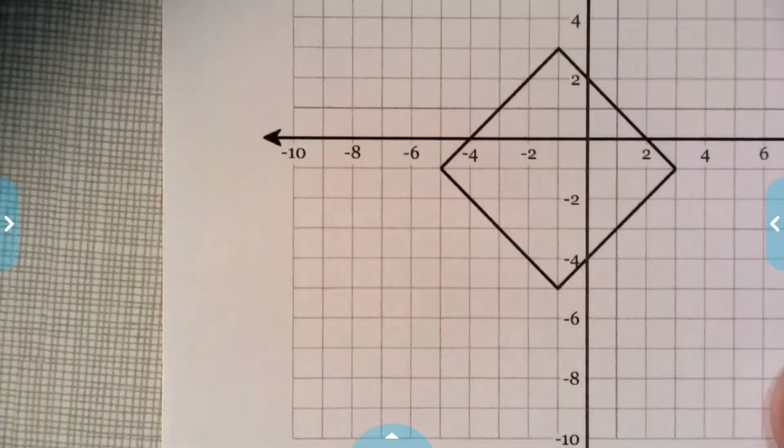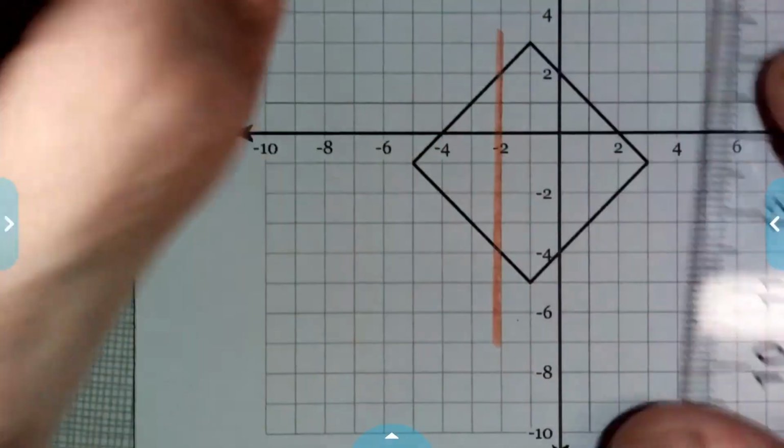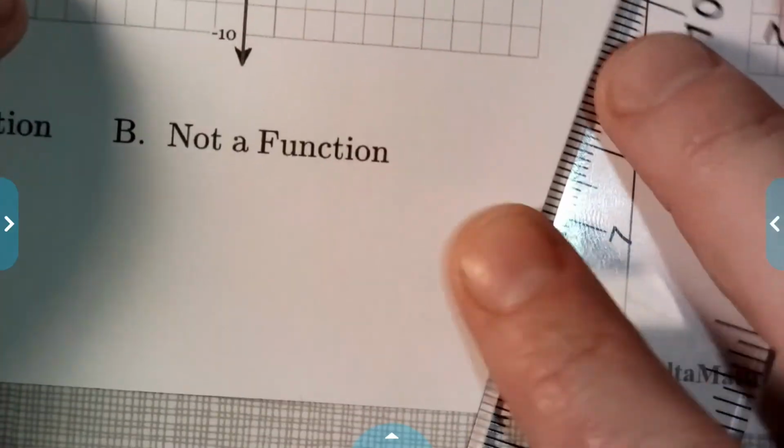Number 12. Again, I think it's not a function, right? There are many places where I can draw vertical lines. This is not a function.